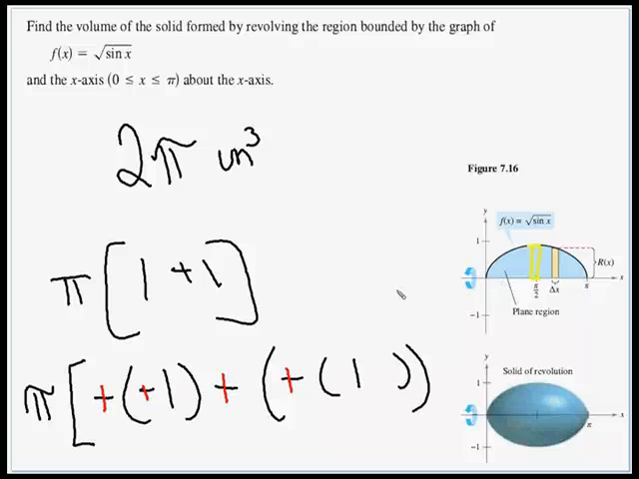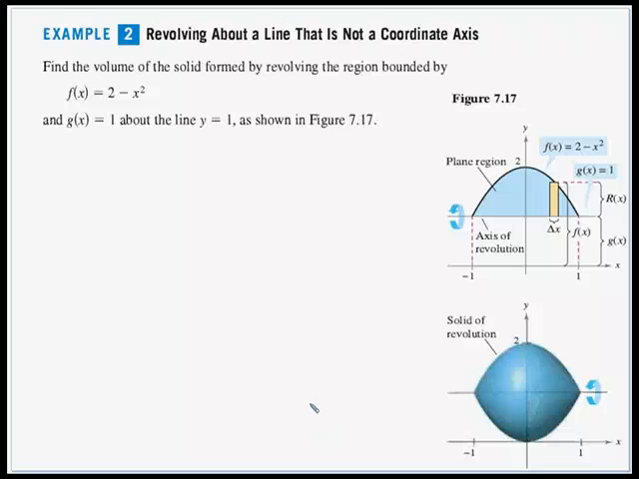So this is a nice example, and again, our axis of rotation was the x-axis. So the radius that we were spinning around the x-axis, our representative rectangle, also just happened to be our function f of x. That's not going to happen in example 2. So in example 2, we are revolving about a line that is not a coordinate axis.